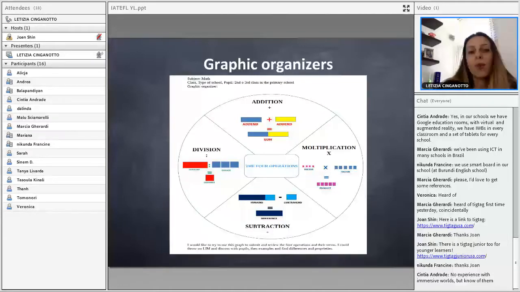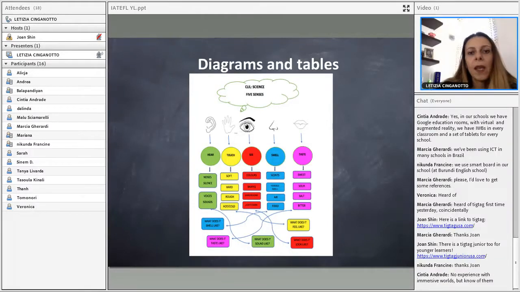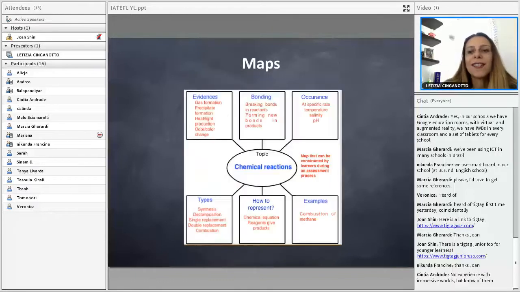Like this one, for example, you have a graphic organizer, so imagine how easy it can be for a learner to memorize, to remember this through this visual impact. Some bit of knowledge that could be maybe more difficult in another way. Same thing for diagrams and tables. So you can have a lot of tools and you can help your students have lessons developing all the different senses in sort of multimodal lessons.